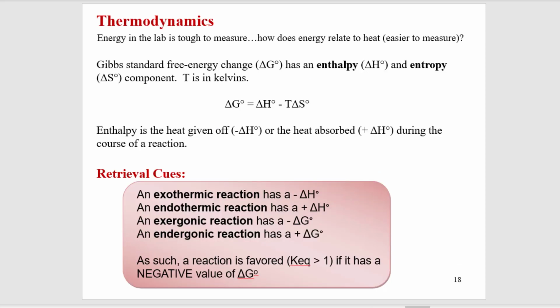And I need to go back and look at the formula. Delta G is equal to delta H minus T delta S. Oh my gosh. Okay. So what does all this mean? Well, delta S, if you recall, is entropy. And delta H is enthalpy.